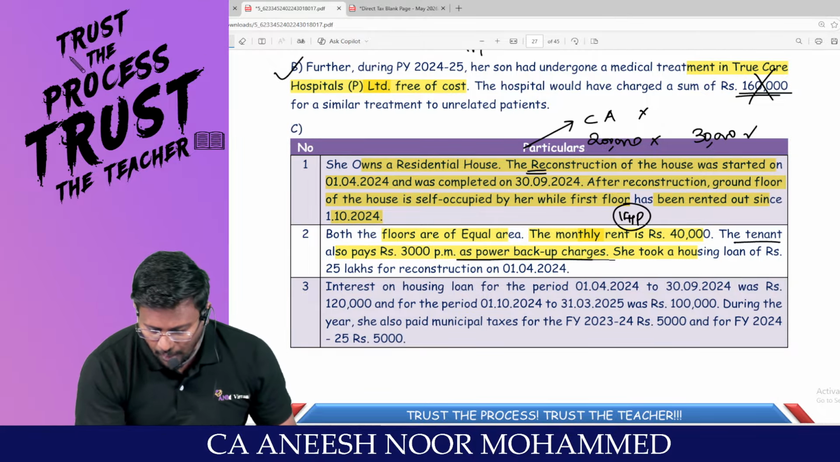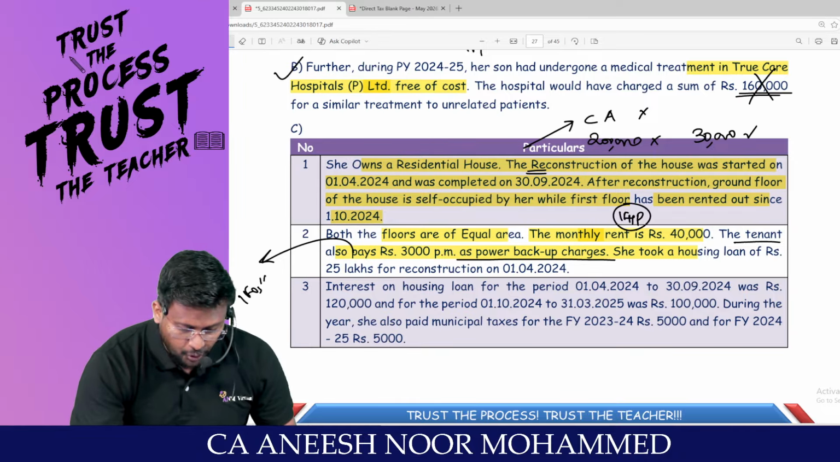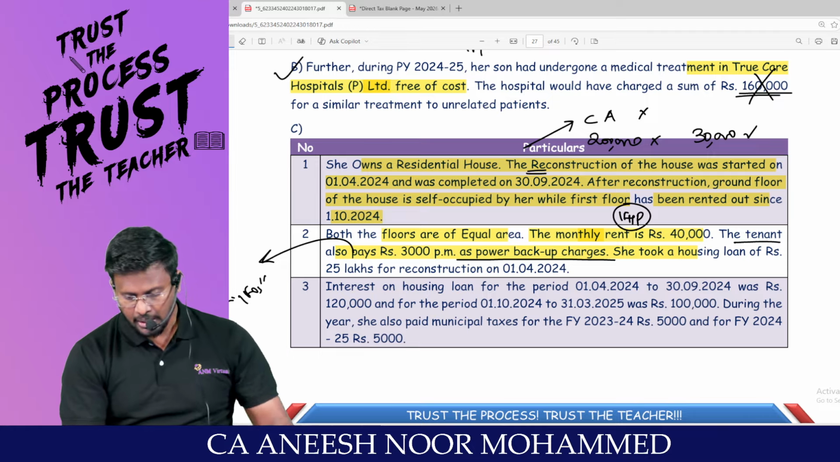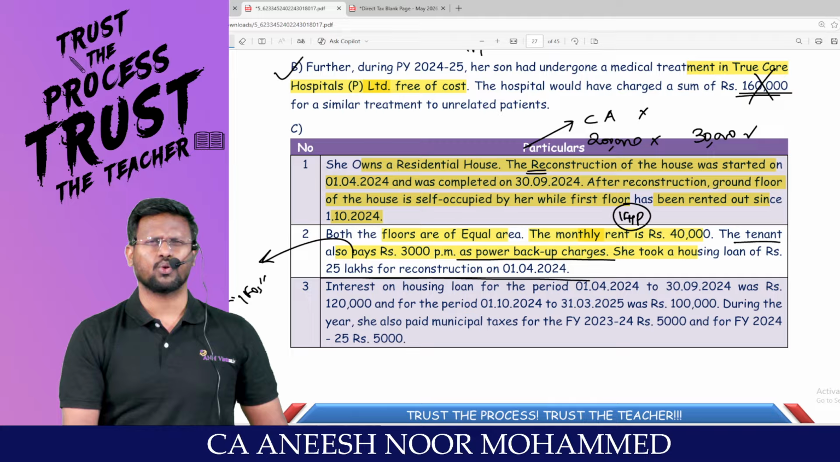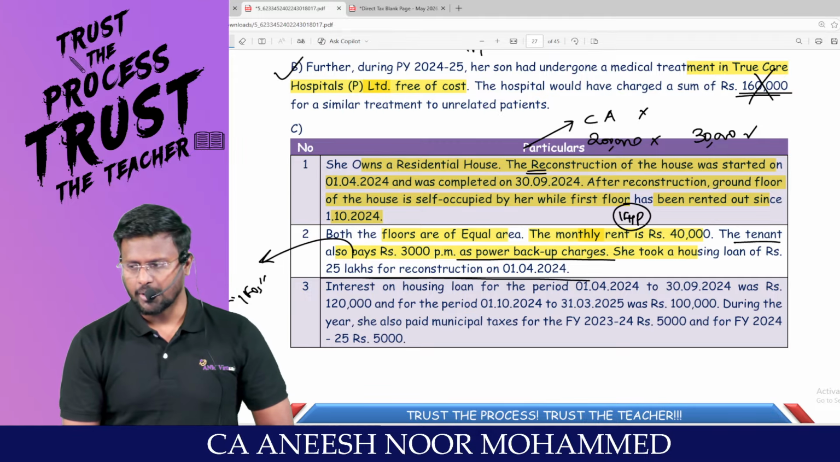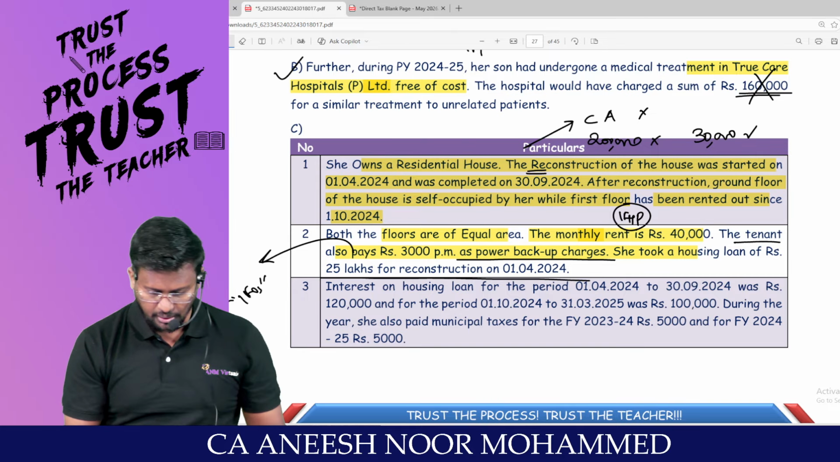Whereas the power backup charge of 3,000 should be taxable under IFOS. Am I right? She took a housing loan of 25 lakh for reconstruction. For that housing loan, she would have paid interest. That interest we have to bifurcate between the self-occupied portion and the let-out portion. In the let-out portion, it will be restricted to 30,000.